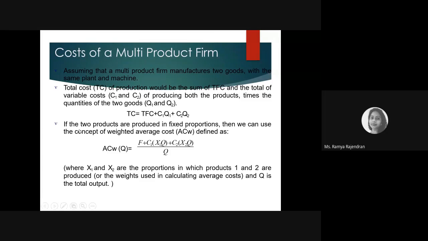Just note that here we are not using Q1 and Q2. We are taking the whole quantity into account.